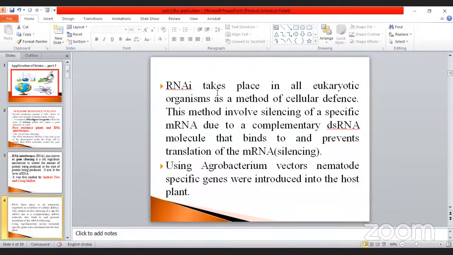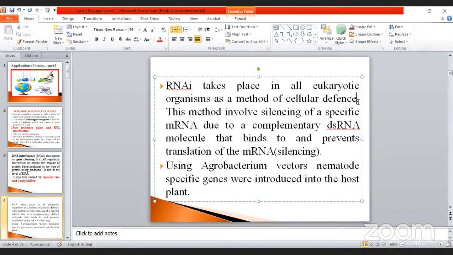See, RNAi takes place in all eukaryotic organisms as a method of cellular defense. What are the main activities? The cellular defense, it acts at the cellular level. That is the important point. This method involves silencing of the specific mRNA due to a complementary double-stranded RNA molecule that binds to and prevents translation of the mRNA.